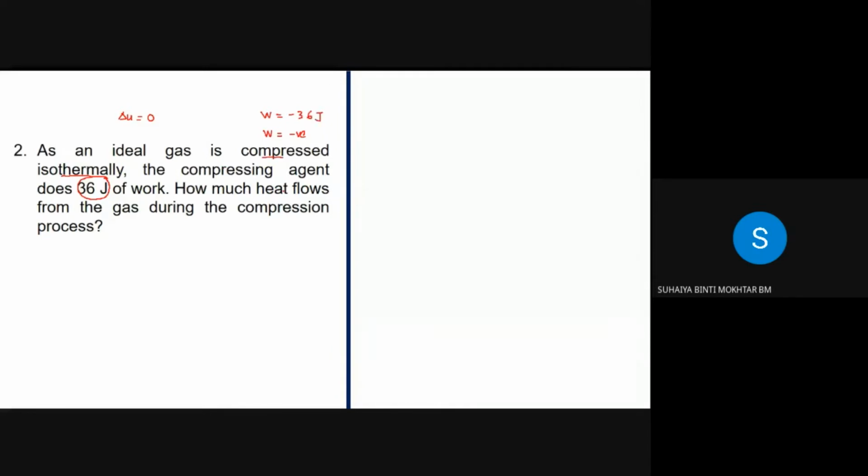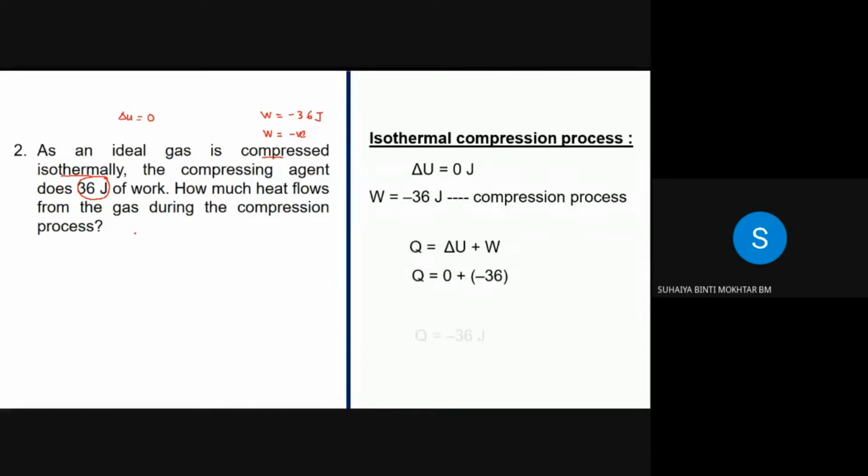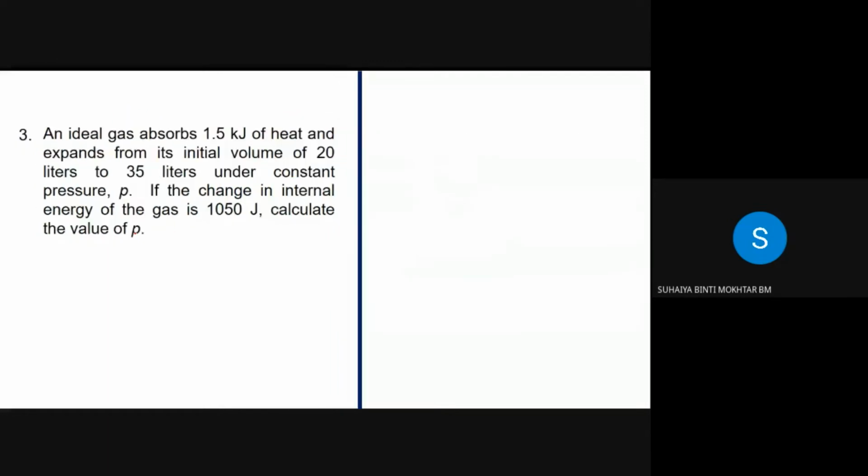Okay, so how much heat flows from the gas during the compression process? So you use what? First law, right? First law. Q equals to delta U plus W. Delta U 0. So you mean that Q kita equals to W, right? Delta U kita 0. Negative, compress. Okay, delta U 0. So you get Q equals to W equals to negative 36 joule. Basic je kan? Okay, next, number 3.